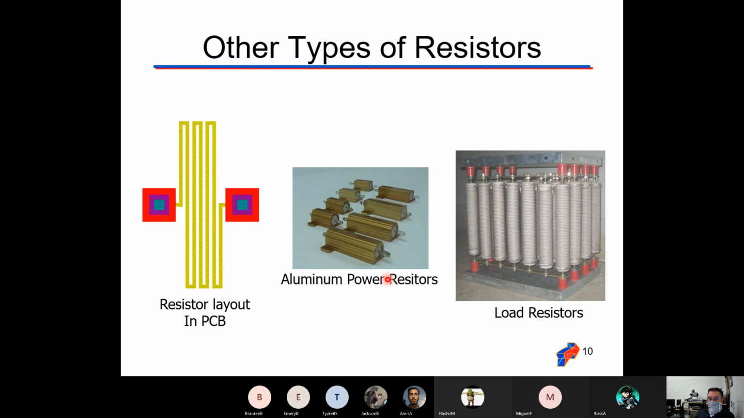We have aluminum power resistors. These will accept a lot more power or amperage to go through them. This is an aluminum casing on the outside of the resistor so that it gets rid of the heat and allows it to keep working. And then you have these load resistors, which are much, much larger than this type of thing. This is probably somewhere around a foot long. Those are much bigger than these other types.